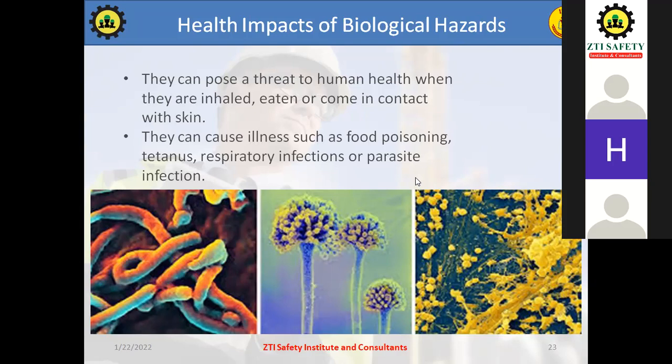Then we have illnesses such as food poisoning, tetanus, respiratory infections, or parasite infections. You must be aware of tetanus conditions, because there is an injection associated with that.